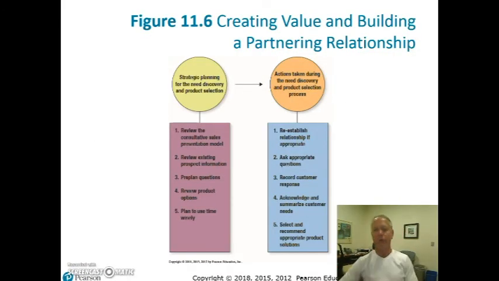So we've seen this model before, creating value and building a partnering relationship. It's kind of a review of what we've done in the past. Strategic planning for the needs discovery and product selection is a pre-call type of checklist or process where we review the consultative selling model, existing prospect information, plan the questions, review product options, review what we know about the customer, and also review the competition, see what he or she is using, those types of things, and we plan our time wisely.